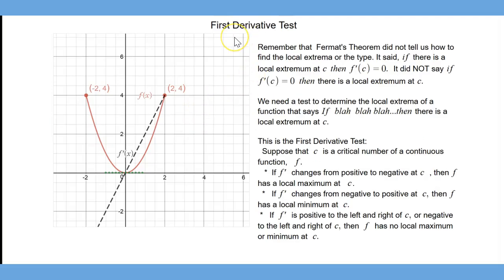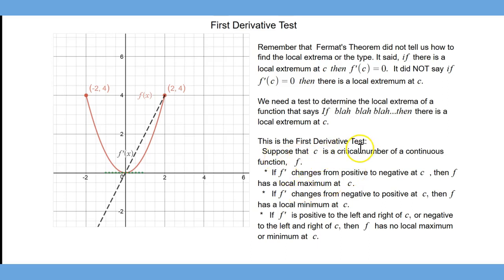Another test using the first derivative. This tells us how to find a local maximum or minimum. It doesn't say that if you have a local maximum, then the derivative is 0, like Fermat's theorem told us. Fermat's theorem was what we discussed in the last section, and there you're already assuming you have a local extremum, and it's telling you that its derivative is 0. So the first derivative test is kind of going the other way.